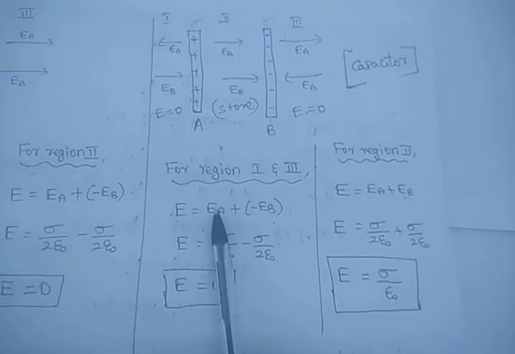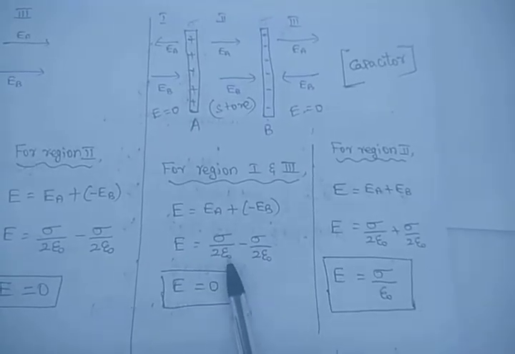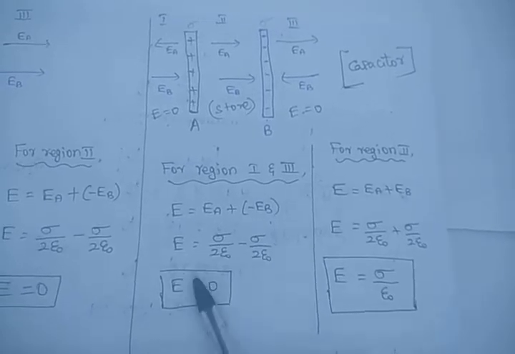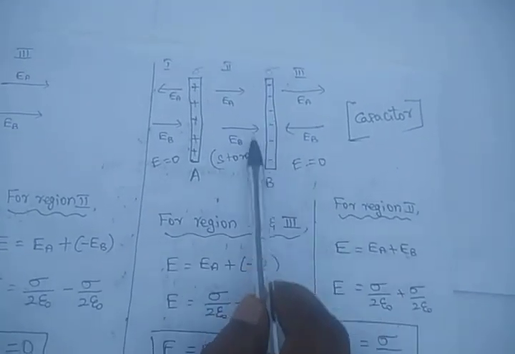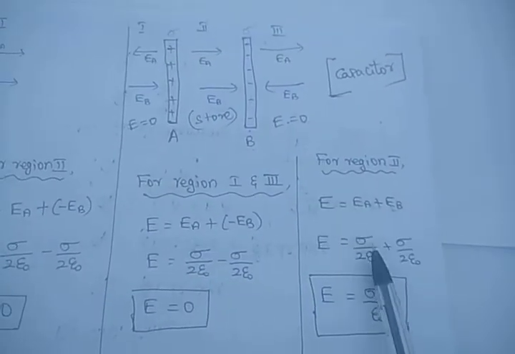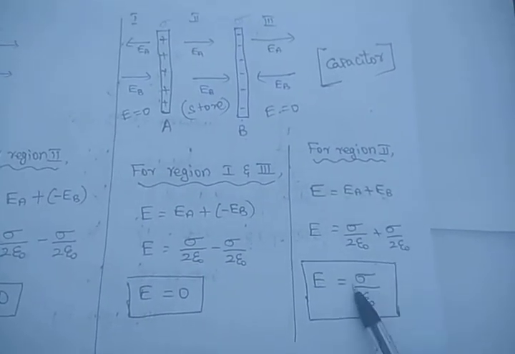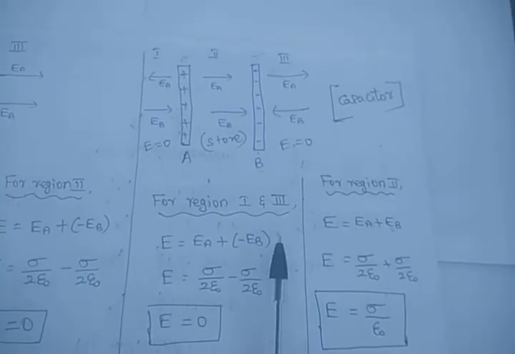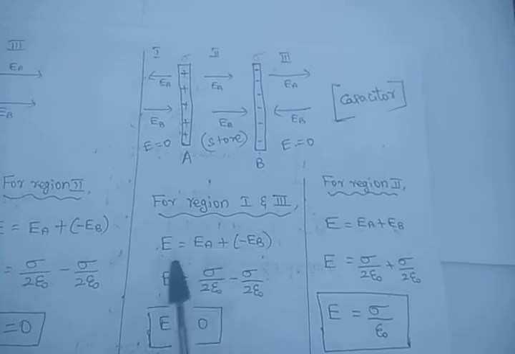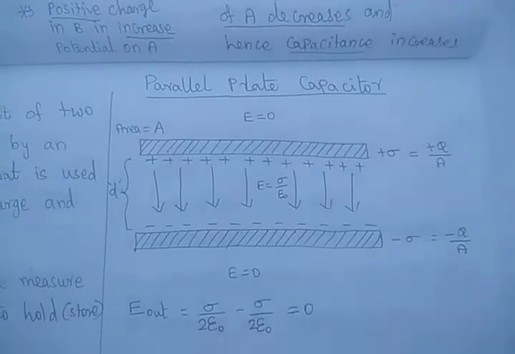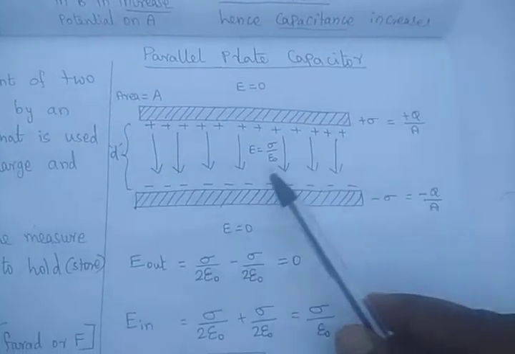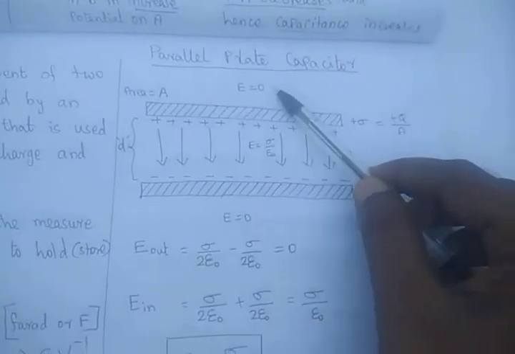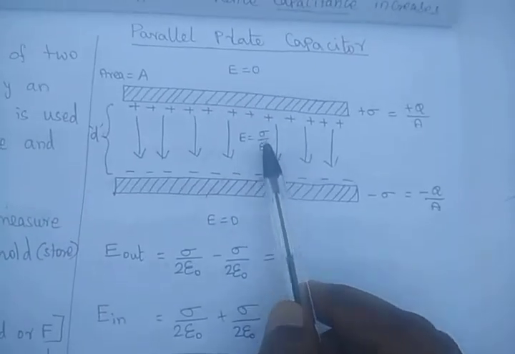So what is the electric field of the plane sheet? Sigma by 2 epsilon naught. This is also sigma by 2 epsilon naught. Both are opposite, with the minus, we get 0. But in region 2, the middle region, we get sigma by 2 epsilon naught plus sigma by 2 epsilon naught, which is equal to sigma by epsilon naught. Yes, are you clear? Now we move to the parallel plate capacitor. Dear students, are you able to understand why the electric field outside the plates is 0 and the electric field inside is sigma by epsilon naught?